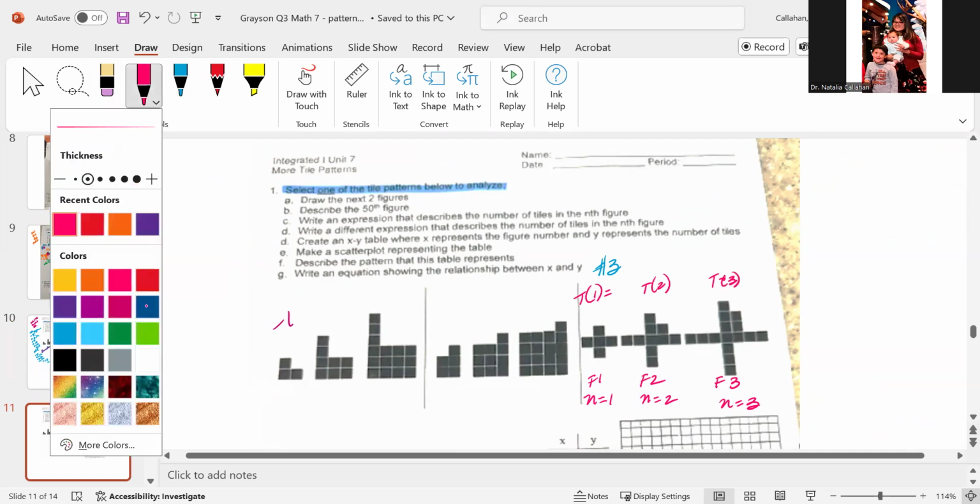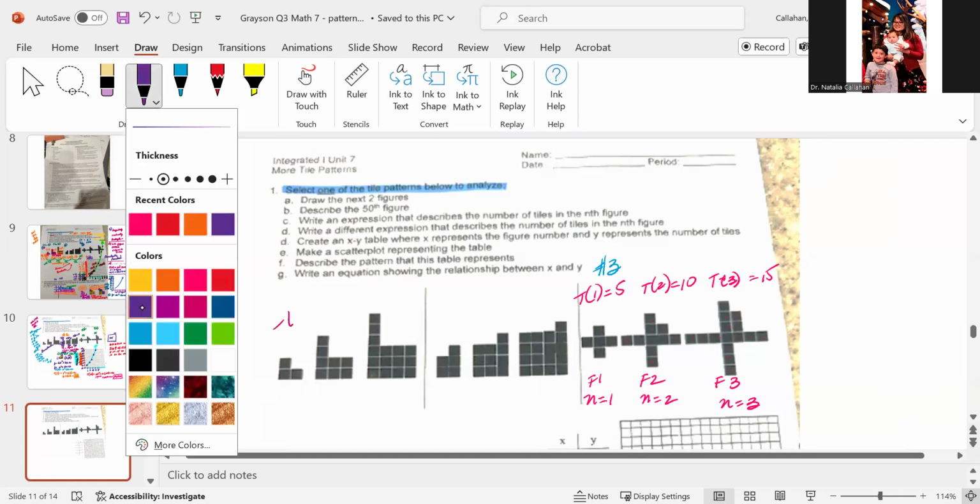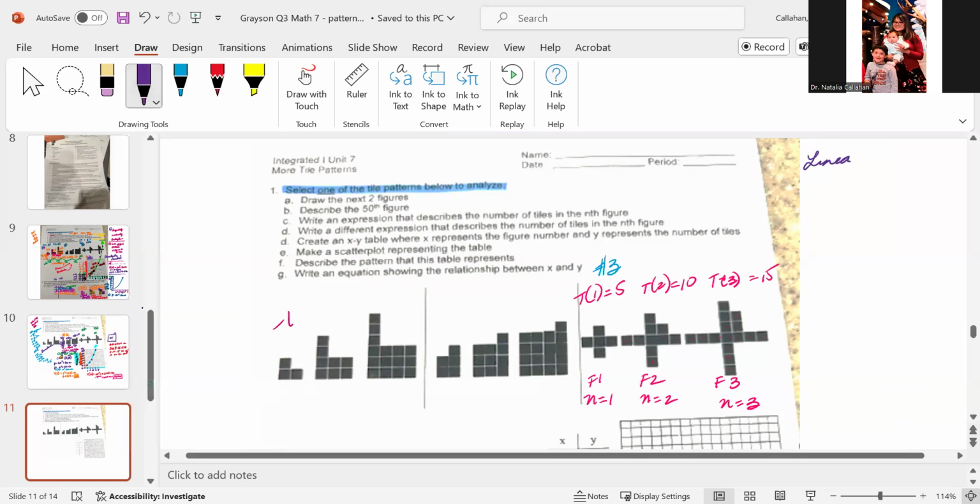So total number of tiles is 5. 1, 2, 3, 4, 5, 6, 7, 8, 9, 10. 1, 2, 3, 4, 5, 6, 7, 8, 9, 10, 11, 12, 13, 14, 15. It's counting by 5, so then there is linear, yeah, this is linear, and quadratic. Good, because this will be easier, right?